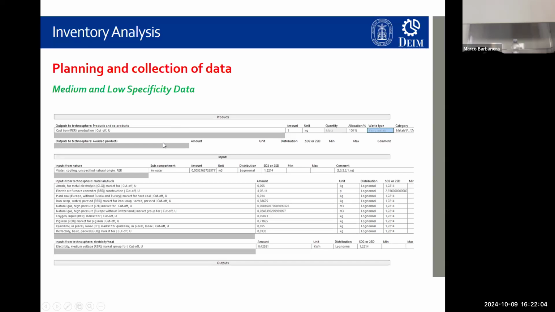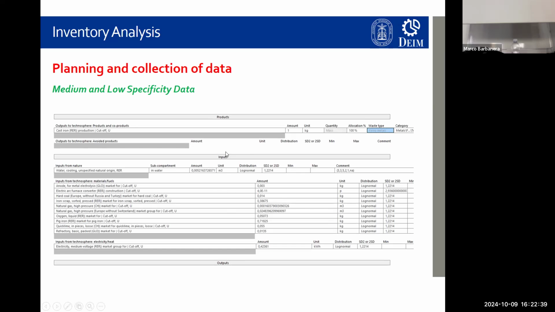In the software you can find a very long list of these processes, and each process is made with the same structure. The first line is the name of the process. Then you have the functional unit of the process, in this case 1 kilogram. And then in the following lines, you can find inputs and outputs.